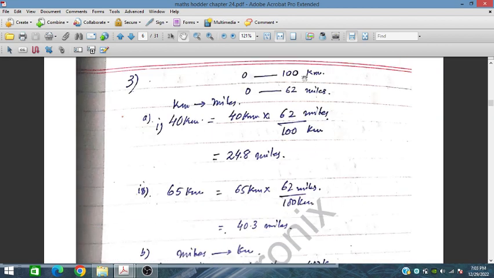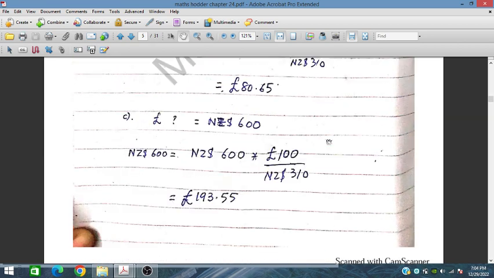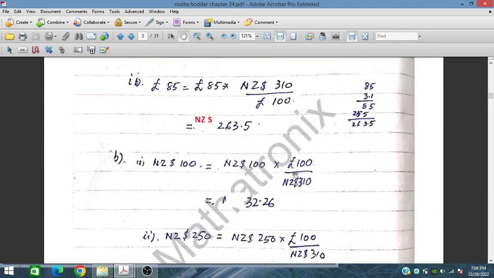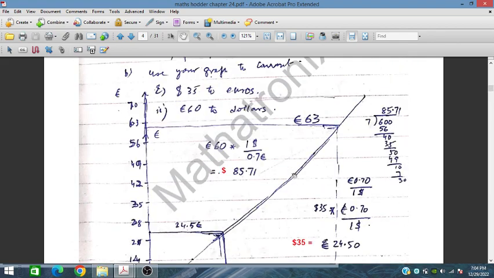So 0 to 100 kilometers is equivalent to 0 to 62 miles. So 40 kilometers is equal to 40 kilometers into 62 divided by 100 kilometers. The kilometers will cancel and the miles will be the result. So 40 kilometers is equivalent to 24.8. This can be observed on the graph as well. So we can see 40 kilometers is equivalent to approximately 25 miles.